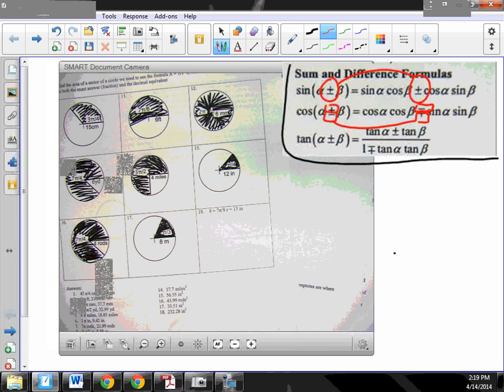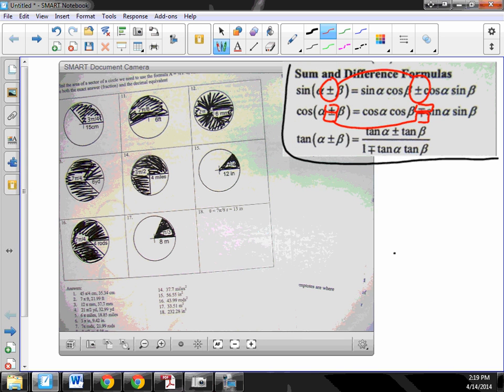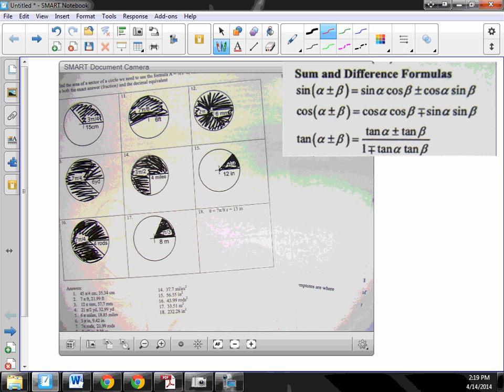So cosine is backwards from sine. So you don't use the plus and the minus at the same time. You use whichever one you need, and just make sure that you line it up with the corresponding sign in the equation. Okay. So if we look at a unit circle, oh shoot.